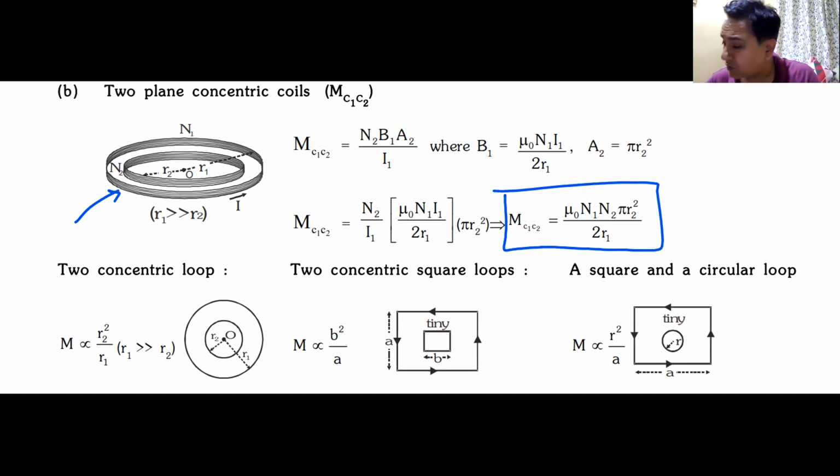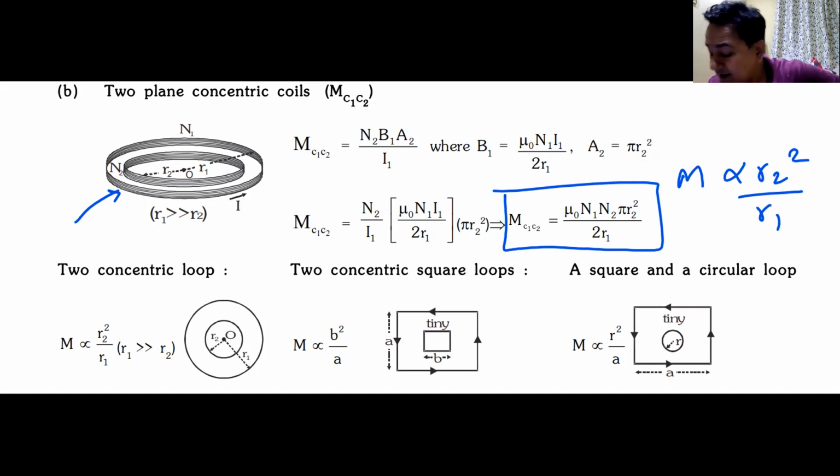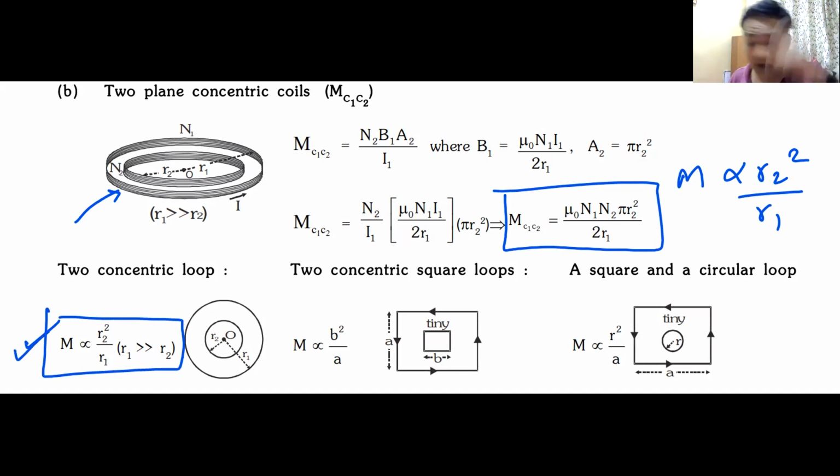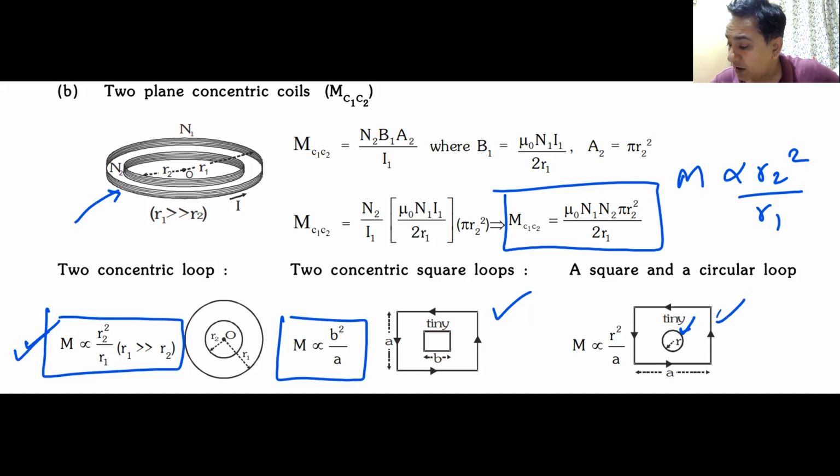Remember, it is directly proportional to the radius of the inner coil square, and it is inversely proportional to the radius of the outer coil. Do we understand this? Yes, sir. Remember this thing. It's a very important result. So now if you have two square coils, the same result will happen. If you have a circular coil inside a square coil, the same result appears. Do we understand this? Yes, sir.